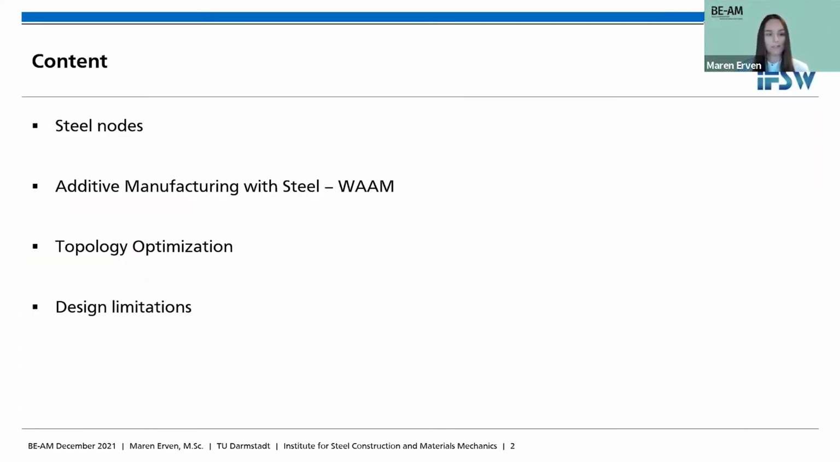So now let me give you a short overview about what you will hear in the next minutes. I will start with steel nodes and what is meant with that and why it seems useful to 3D print them with steel. And then, of course, I have to explain how these nodes will be printed, and the additive manufacturing process planned therefore is WAAM. As I talk about optimized steel nodes, I will explain what topology optimization is and how I use it to find a structure to print.